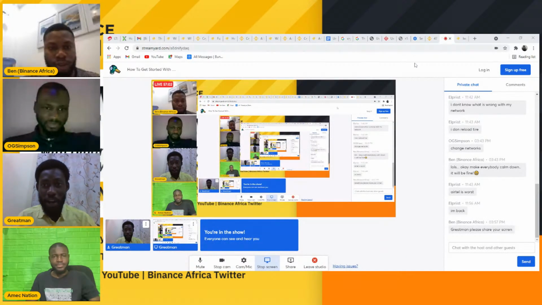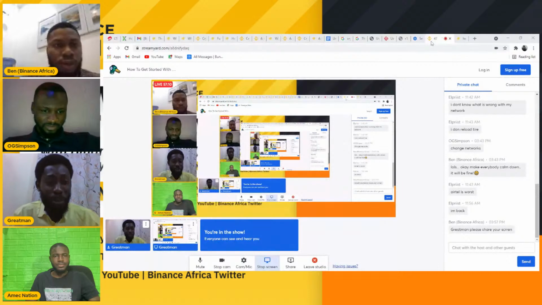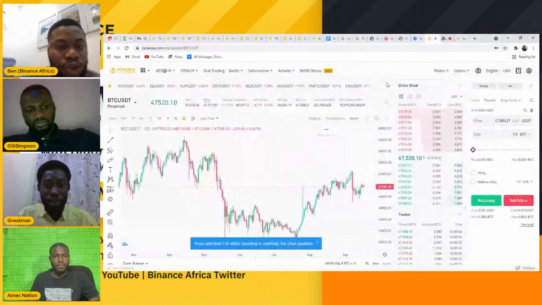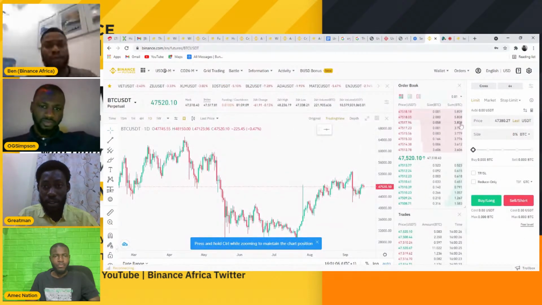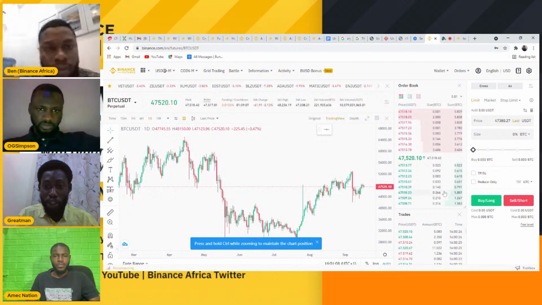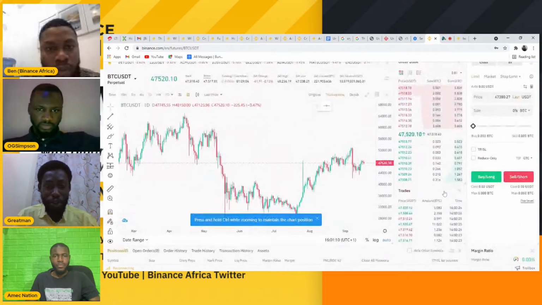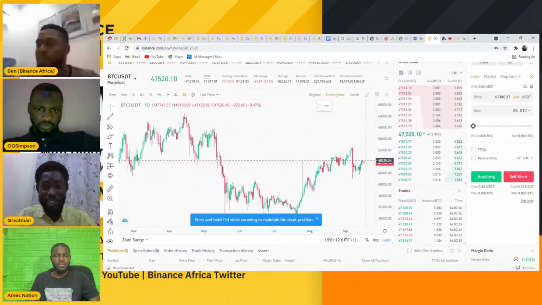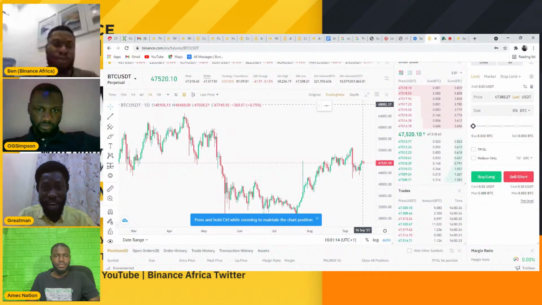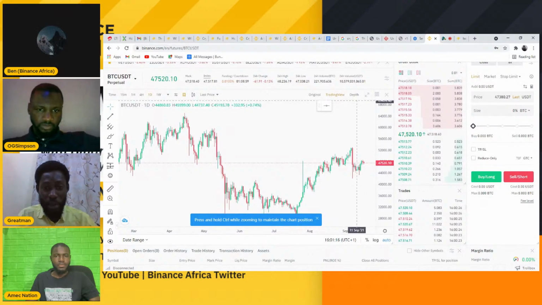All right. So, basically, there are some tools you would need to have at the back of your mind when trading the futures market. You don't just jump into the market when trading the futures. Now, this is my futures screen, and I'll basically be talking about support and resistance.